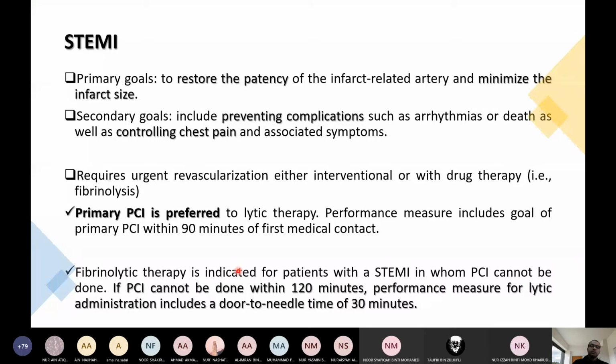For example, the facility or the hospital has no setting or no center for the PCI, no trained staff. So the PCI cannot be done, and fibrinolytic therapy is to be done. If PCI cannot be done within the first 2 hours, the performance measure, meaning the goal, the KPI, the indicator for proper care, for the lytic therapy administration is door to needle time of 30 minutes. Door means presentation, needle means the injection. 30 minutes.